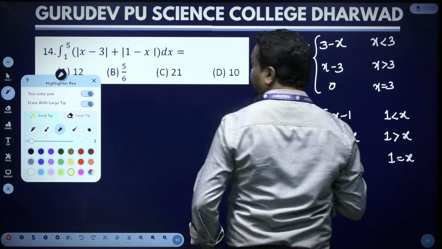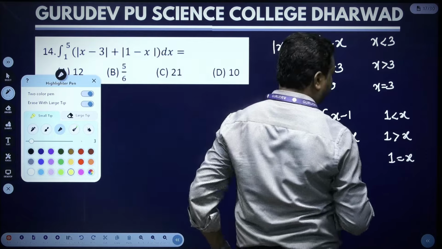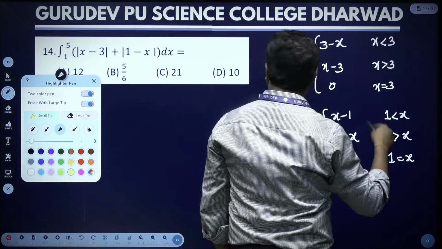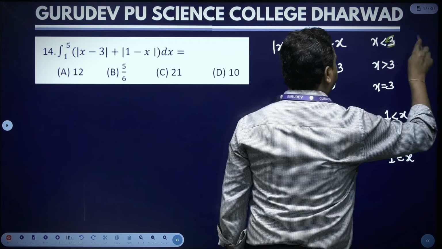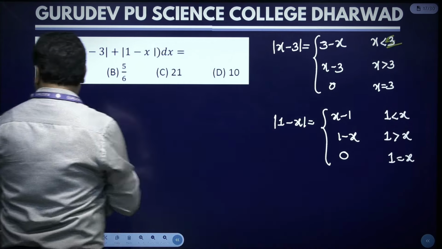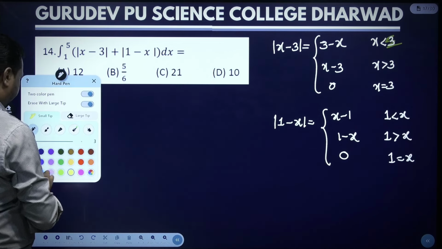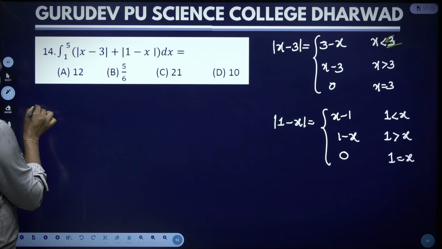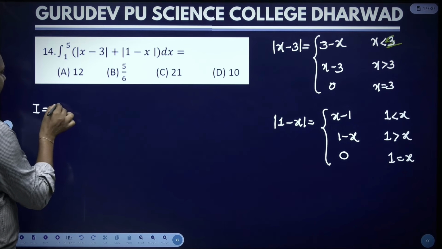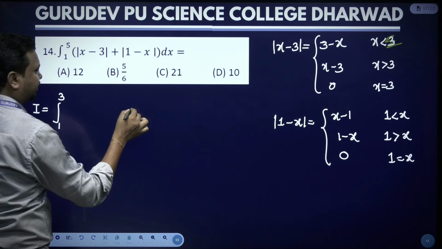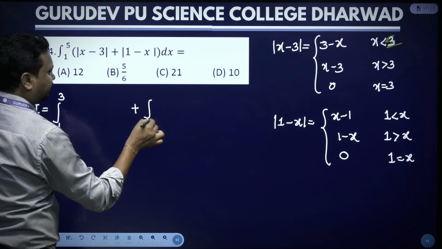Whenever I have to divide the interval 1 to 5, I can divide with respect to 3, because from 1 to 5 you have to divide with respect to 3. Clear? Therefore, if I divide the function with respect to 3, I is equal to integral of 1 to 3 plus integral of 3 to 5.